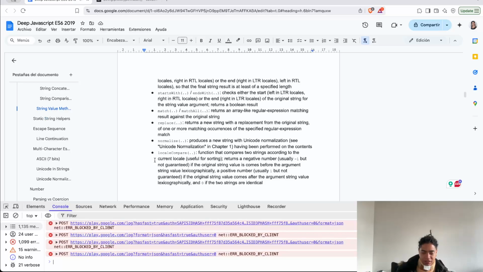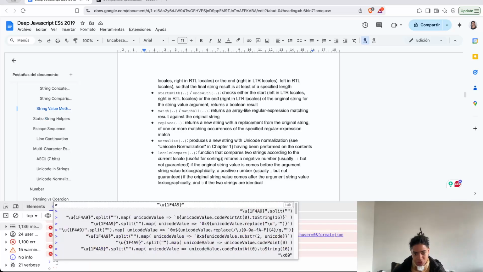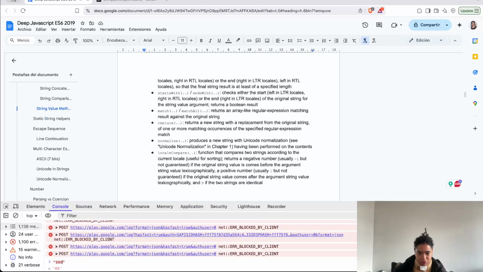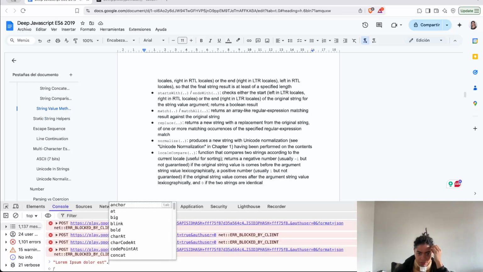Then we look at replace, which is very helpful. Say I have a long string that says Lorem ipsum dolores. This comes from design, as a way to fill in some text. All right, Lorem ipsum dolores.